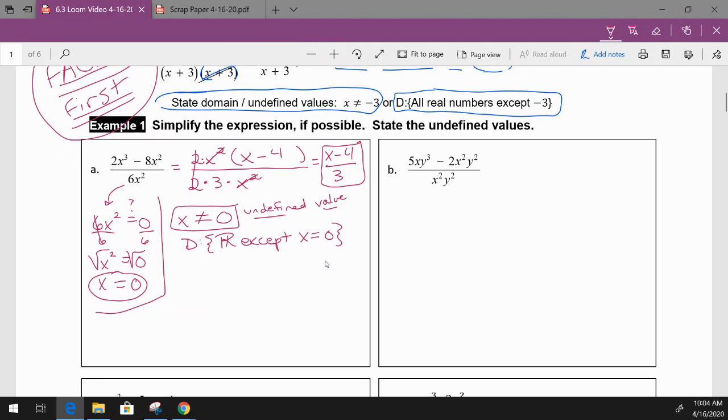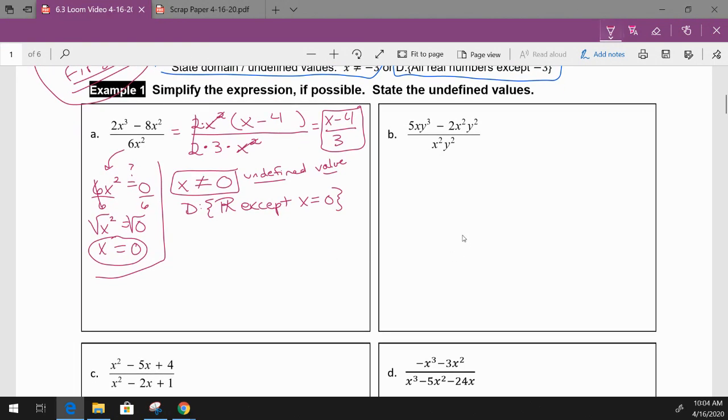Okay, so now we're going to move on to example B, which again looks very similar, but we have more than one variable. We've got 2 variables instead of just 1, but we're going to start out basically the same way. If you look at the terms in the numerator, do they have a greatest common factor? Well, not between the 5 and the 2, but they do both have an x, but the first term only has x to the first, so we can factor out an x to the first.